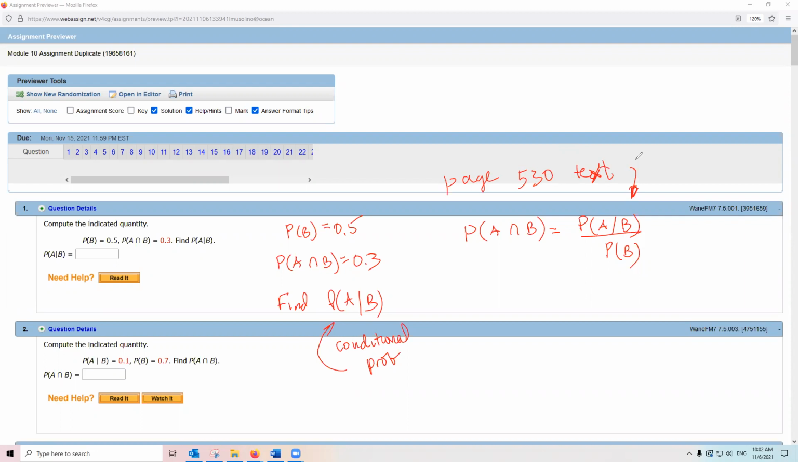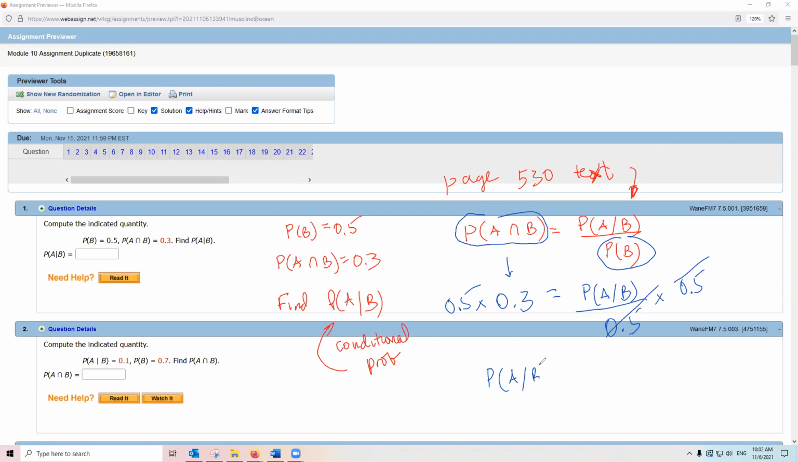Well, now I'm just going to plug in the info that I'm given. They told me that this probability is 0.3. The probability of A given B is unknown. And they told me that the probability of B was 0.5. Well, I could just multiply both sides by 0.5 now, because that'll cancel this out. So I end up that the probability of A given B is 0.5 times 0.3. And of course, that's just 0.15. Okay, so this was just a simple substitution into the formula.